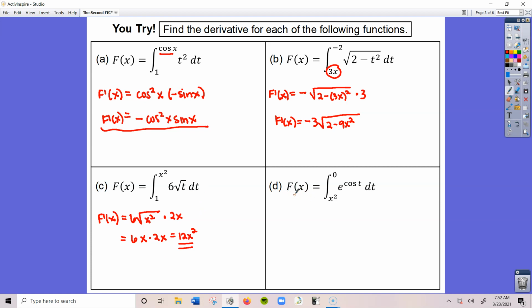Let's look at this final one here. We have f of x is equal to the integral from x squared to 0 of e to the cosine t dt. Because now that function is in the bottom limit of integration, that means that our answer is going to be negative. So f prime of x is going to equal negative e to the cosine of x squared times the derivative of x squared, which is 2x. And this would give me a final answer of negative 2x e to the cosine of x squared. And that's basically how you apply the second fundamental theorem.